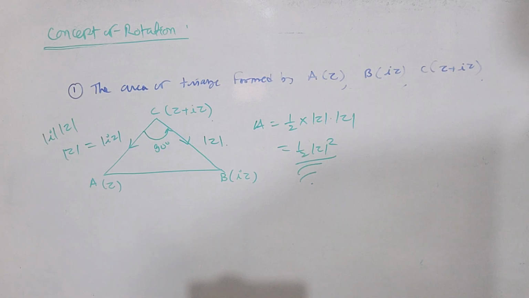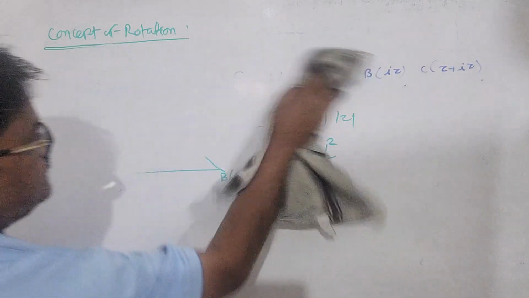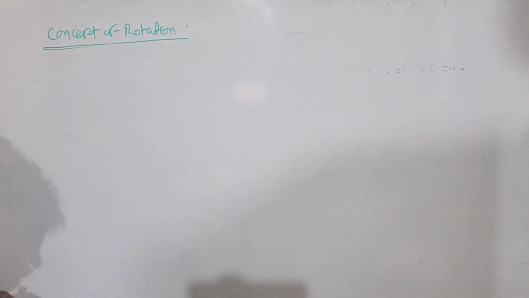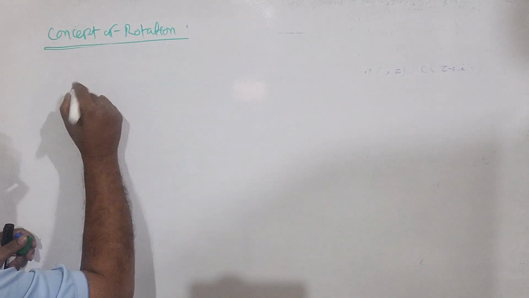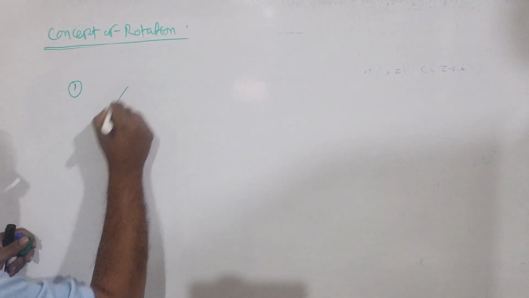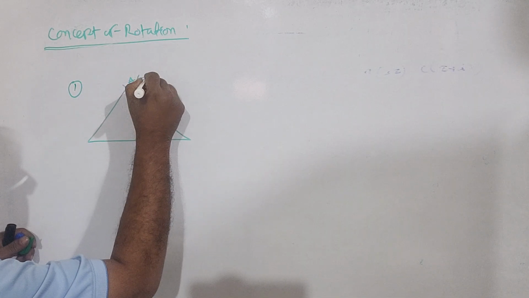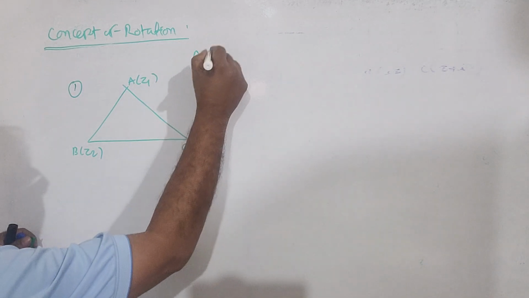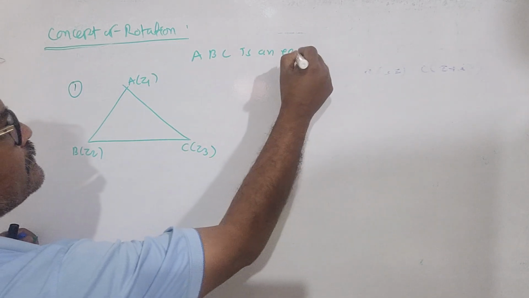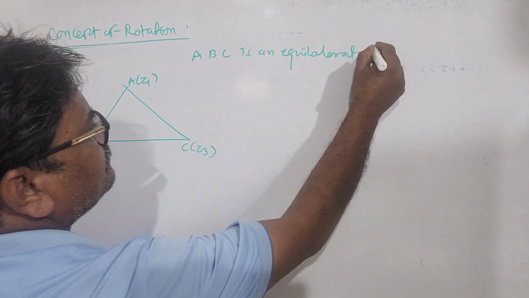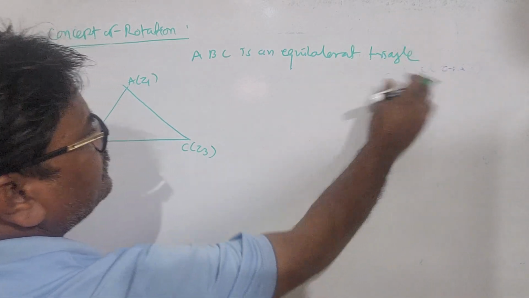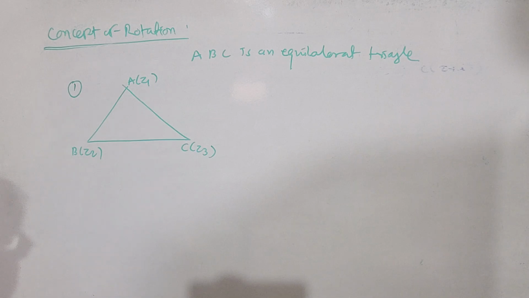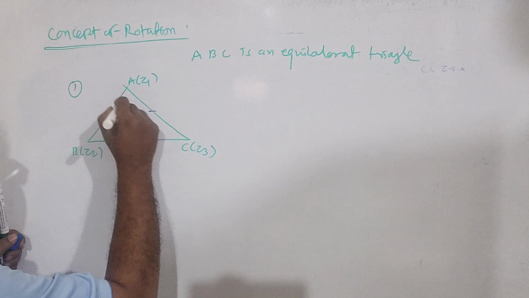Okay. Second concept we will see now, the second application of the concept of rotation of complex number. See, in an equilateral triangle, this is A, Z1, this is B, Z2, this is C, Z3. ABC is an equilateral triangle. So therefore, their lengths are same, and the angle between them is 60 degree.